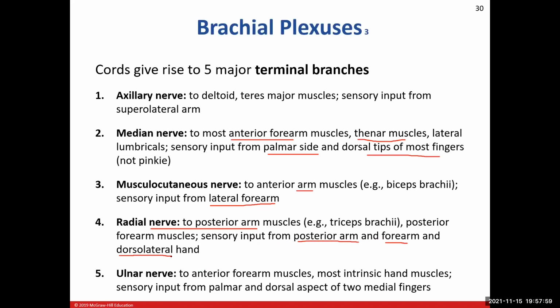Then finally, the ulnar nerve is going to innervate some of your anterior forearm muscles. That'll again be your flexor compartment. And then we'll see it in the deep intrinsic muscles of your hand, right, for flexion, extension, abduction, adduction there. And then also it's going to provide sensory input on the medial portion of your palm and also on the back side of your last two fingers, digits 4 and 5.